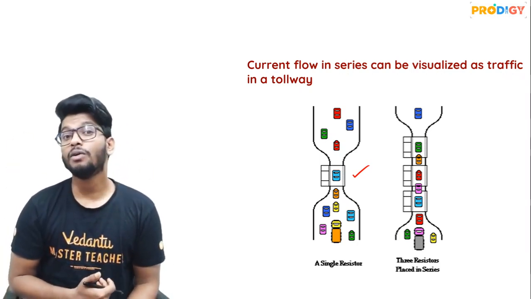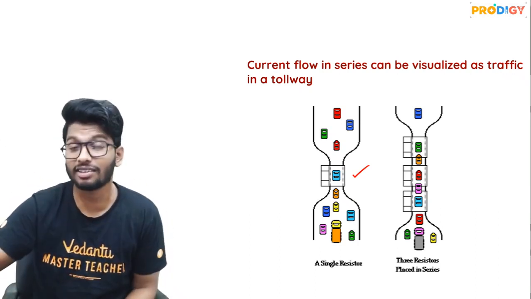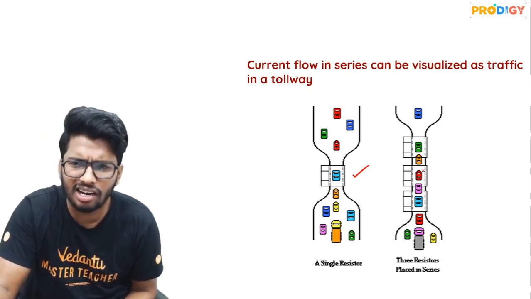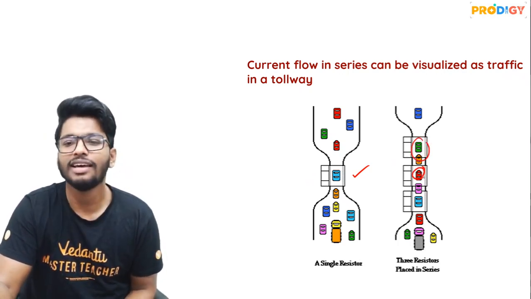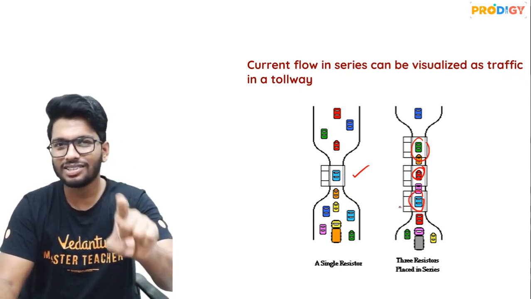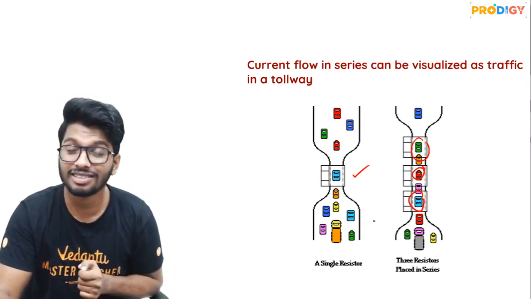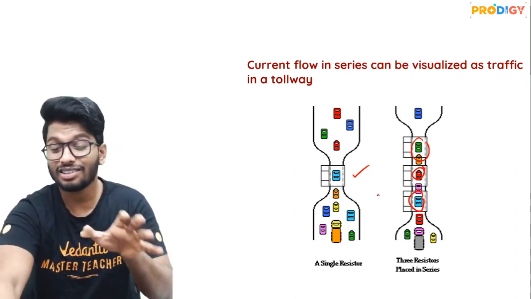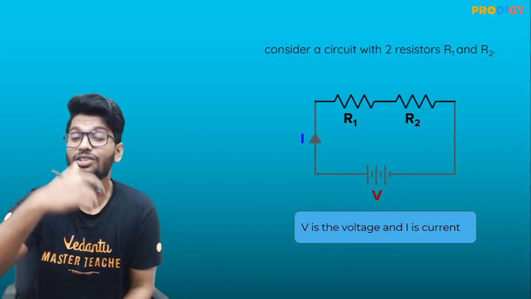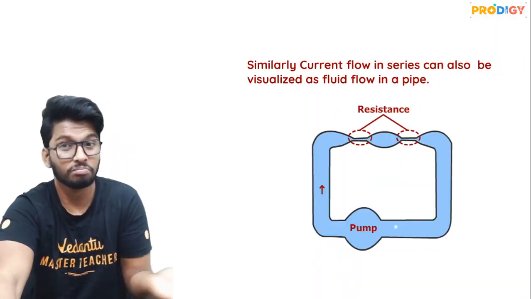Now imagine three of those tollways present one after the other. Now look at this, guys, just imagine the red car or the green car. The same red car has to pass through the first toll, the second toll, as well as the third toll, right? Now let's say those cars are charges, electric charges. If I take those two resistors, don't you think that the same charge or the same current is passing through R1 as well as R2?